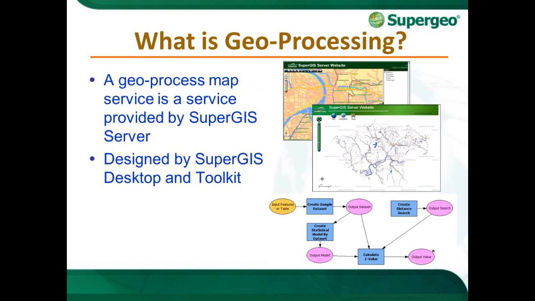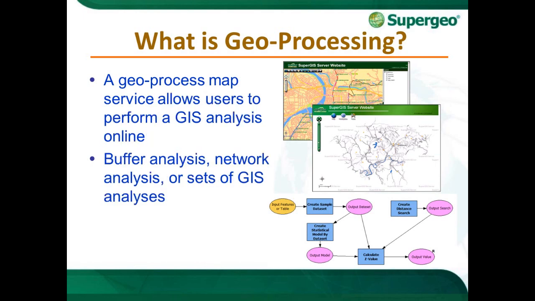So in the first part, we're going to talk about what geoprocessing is. Geoprocessing, also called the GeoProcess Map Service, is a service provided by SuperGIS Server and can be designed with SuperGIS Desktop and the toolkit. A GeoProcess Map Service allows users to perform GIS analysis online, on the web environment or with other devices, and users can easily design and publish GIS analysis services like buffer analysis, network analysis, or other sets of GIS analysis.